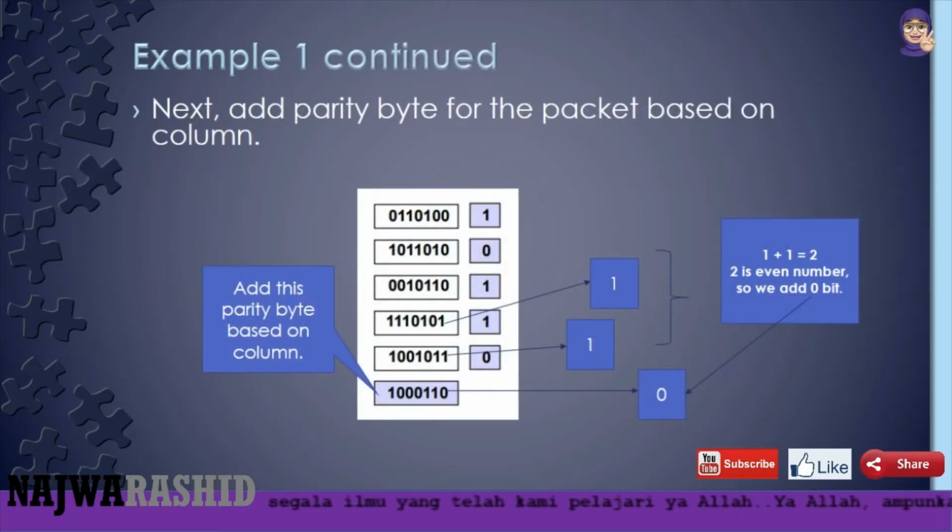Next, add the parity byte for the packets based on the column. Here we have based on the row, now based on the column. So for this example, we have 1 plus 1 equal to 2, so 2 is an even number, so we just add 0. Do the same thing for the rest. Then at the end you will get 1 0 0 0 1 1 0. So this is based on the column, that one is based on the row.